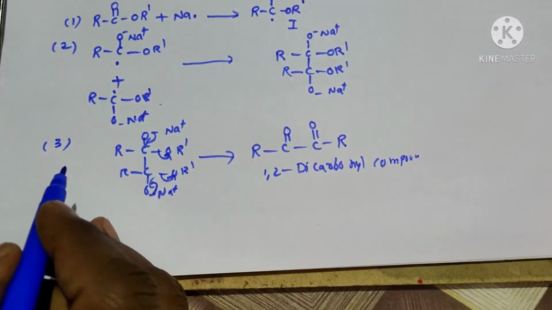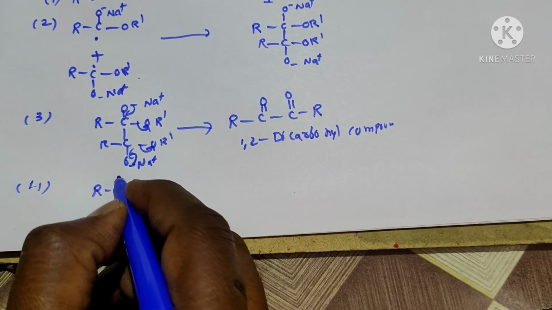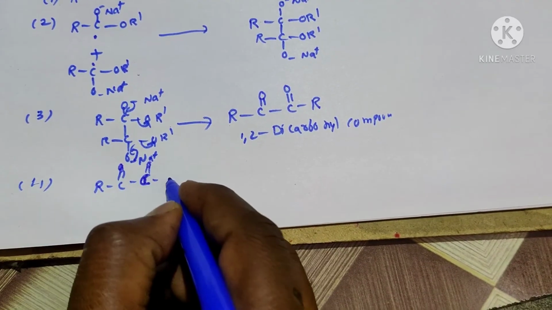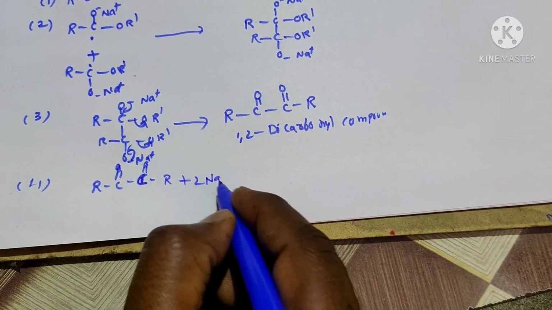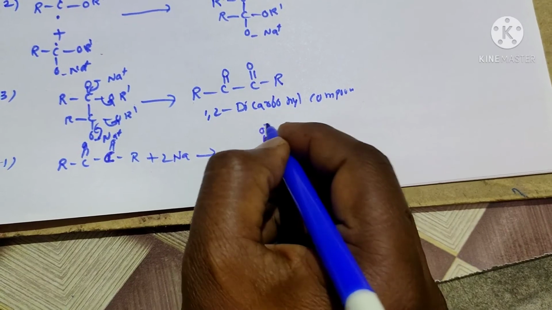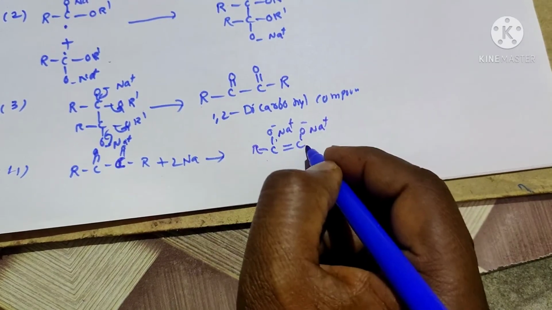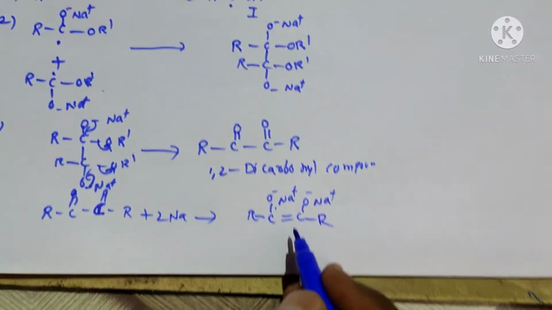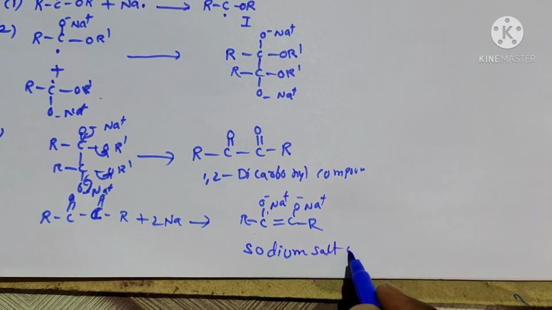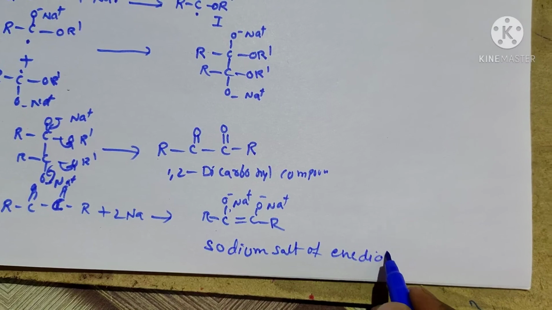In the next step, the 1,2 dicarbonyl compounds react with sodium metal atoms and form the sodium salt of enediol. So this is the sodium salt of enediol.